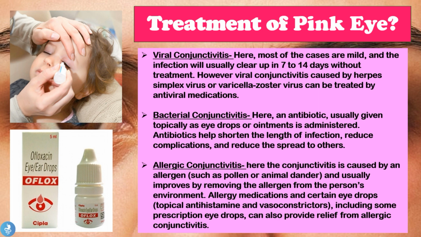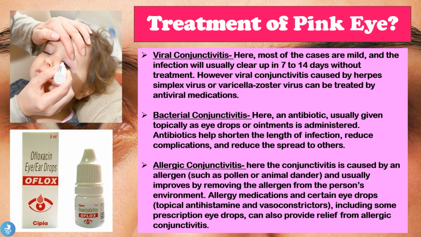In bacterial conjunctivitis, an antibiotic is usually given topically as eye drops or ointments which are applied over the eye. And the antibiotics will help shorten the length of the infection, reduce complications, and also reduce the spread of the infection to others.